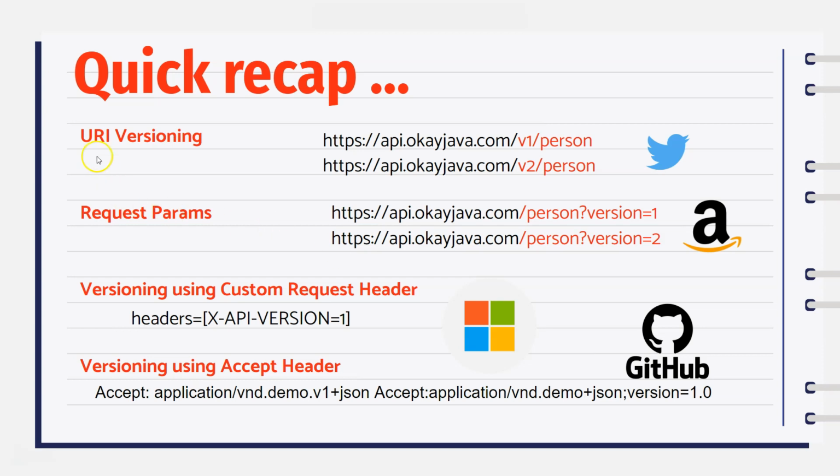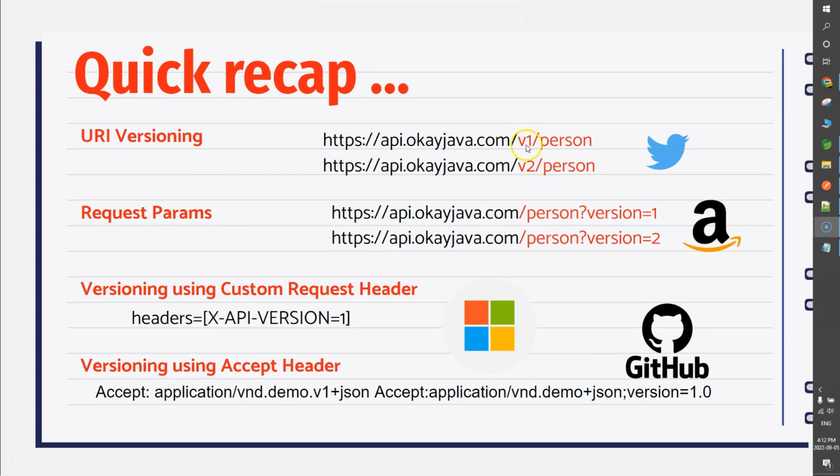Quick recap, we have seen 4 approaches. First one is URI versioning. You will notice a difference in the endpoint itself, like here v1, v2. Twitter uses the URI versioning approach. Next approach is request param. In the endpoint we'll be passing a parameter, version equals 1, version equals 2. Amazon uses the request param versioning approach.